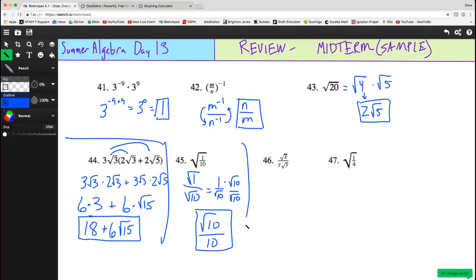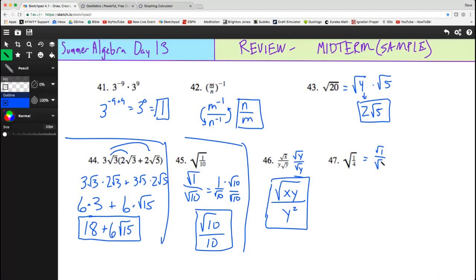Here, this is simply rationalizing our denominator, root y over root y. Square root of y times square root of y is y on the top, square root of x times the square root of y is square root of xy. And on the bottom, root y times root y is y. So y times y is y squared. Square root of 1/4 is the square root of 1 over the square root of 4, which is 1 over 2.